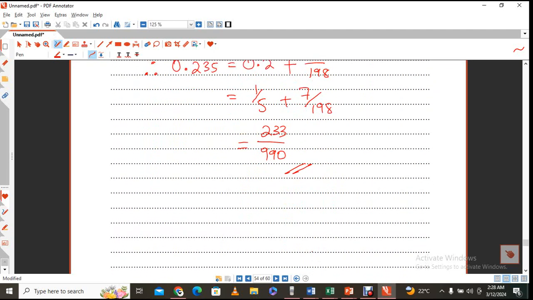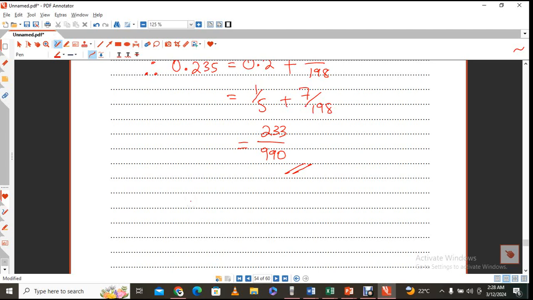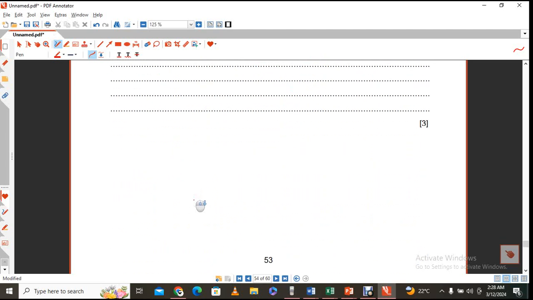And you can just go ahead and test it. So if you take that fraction, you'll see that the 35 definitely will repeat itself. Hence, you have the lines on top of that. Right. So we have another question.